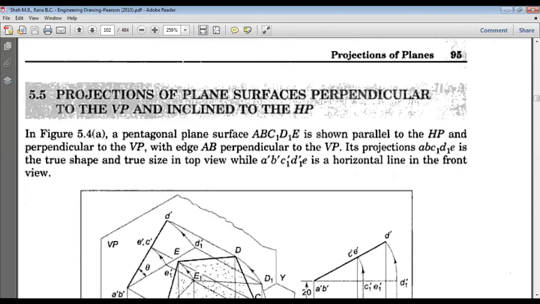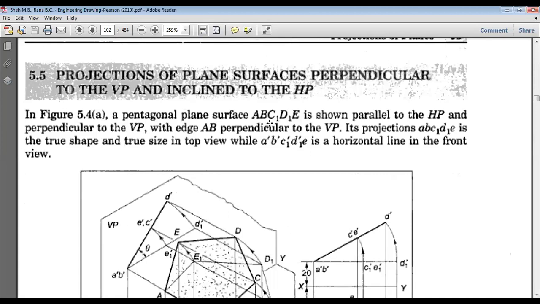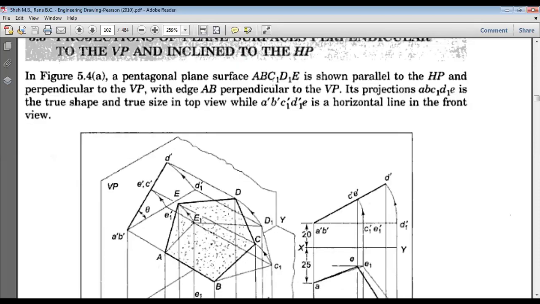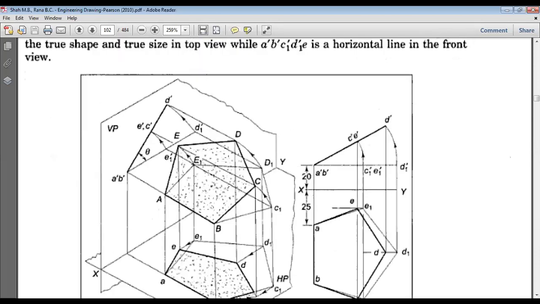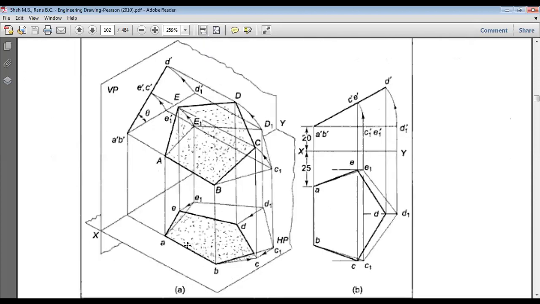So next, let us talk of the projection of planes, where the plane surfaces are perpendicular to the VP and inclined to the HP. See this particular surface: it is perpendicular to the vertical plane and inclined to the HP. So the figure will look a little inclined. See this figure. Have you seen this is in space, between this vertical plane and horizontal plane?